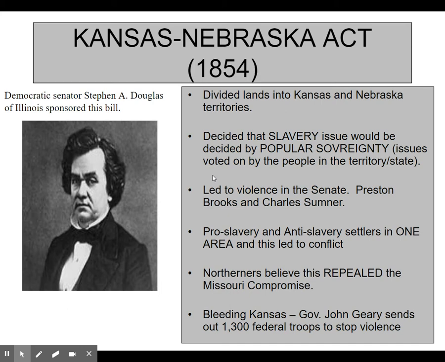And so sometimes in these areas, you would have people that were very, very pro-slavery living right next to people that were anti-slavery. And there was very little governing in this area at this time. It was still pretty wild out west. And so neighbor against neighbor would sometimes battle it out. And this led to something called Bleeding Kansas.